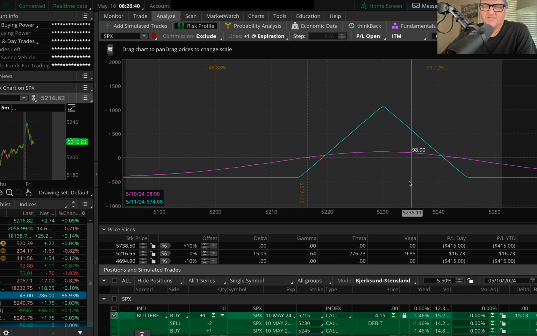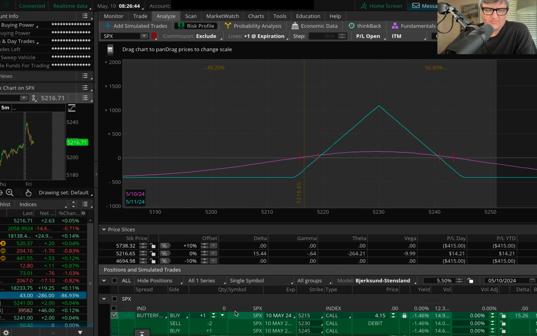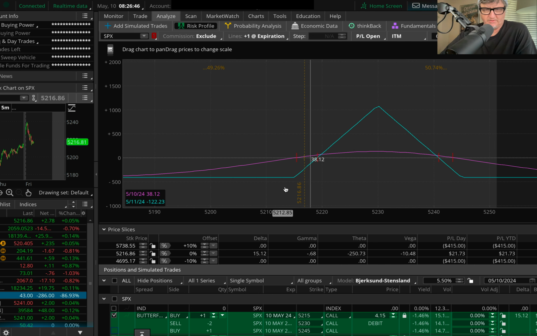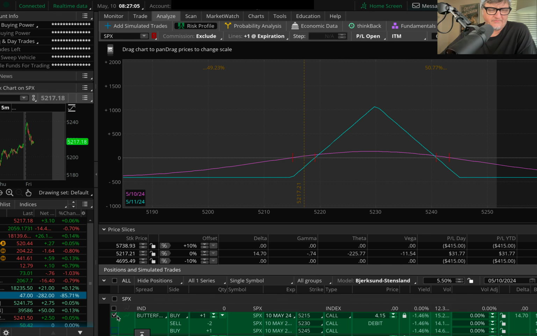Okay, here we go. This is the 8:30 update. And here are the paper money butterflies that we're testing. So this is the 15-point wide butterfly. This is showing a profit of $20 right now. It's outside the tent, but we're in that nice profit hump still. So this is showing a current profit of about 20 to 30 bucks. Okay, so that's the 15 pointer.